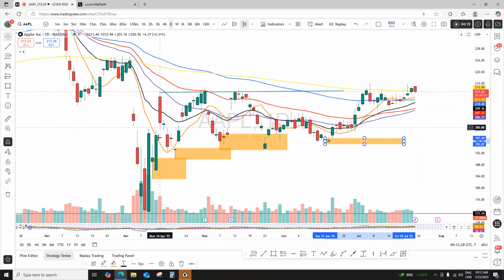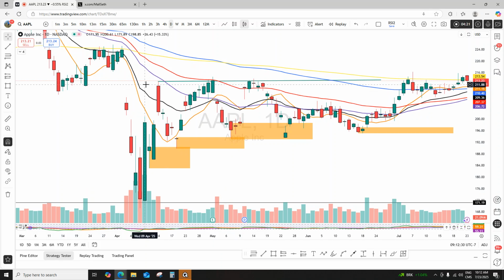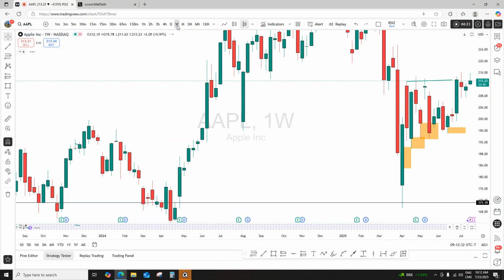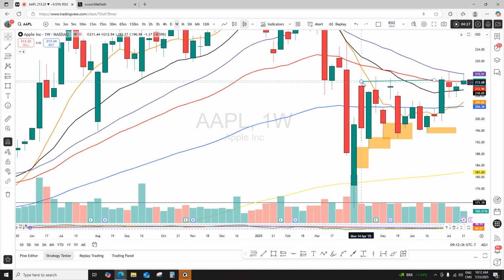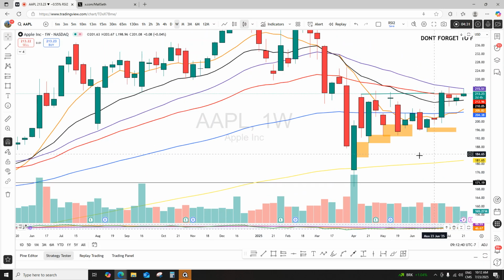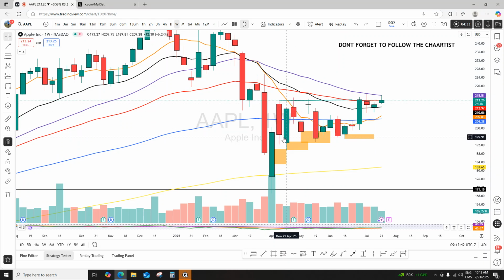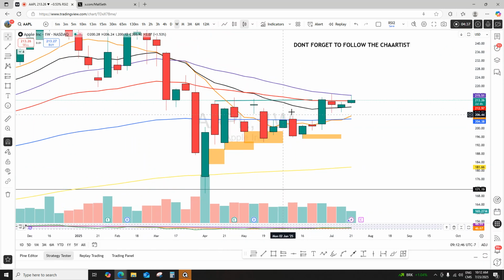Now understand, if this weekly supply zone, which is right here, was so powerful, when price goes in here, price should have come down with force, but nothing happened. Price took a sideways move, and then it started going sideways, and as you can see, a lot of consolidation is happening here.